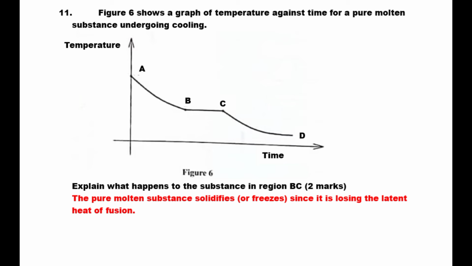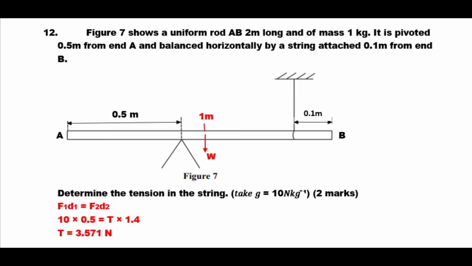So let's go to question 12. Figure 7 shows a uniform rod AB 2 meters long and of mass 1 kilogram. It is pivoted 0.5 meters from end A and balanced horizontally by a string attached 0.1 meter from end B. So you can see the diagram there. We have A, we have B, 0.5 meters, we have 0.1 meters. Then the whole thing is 2 meters long. Determine the tension in the string. Take g equals 10 Newton per kilogram.